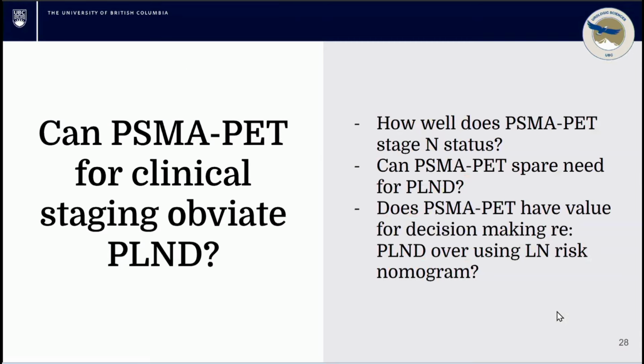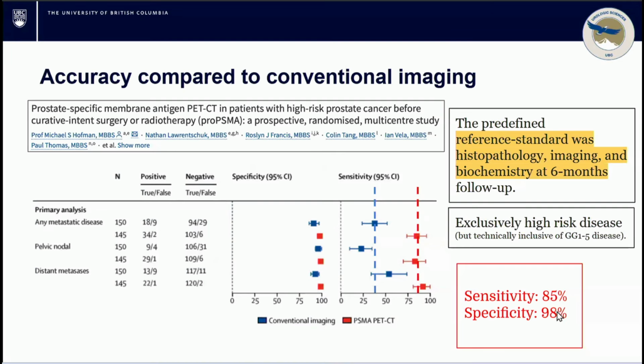Okay. The next thing I want to talk about is whether PSMA-PET can, in the pre-surgery phase, help you avoid a pelvic lymph node dissection. I'm not going to belabor the point that conventional imaging vastly underestimates true positive lymph node involvement compared to PSMA-PET. Here I have the pro-PSMA study, nice level 1 evidence that PSMA-PET, of course, picks up more in the way of pelvic nodal lesions than conventional imaging.